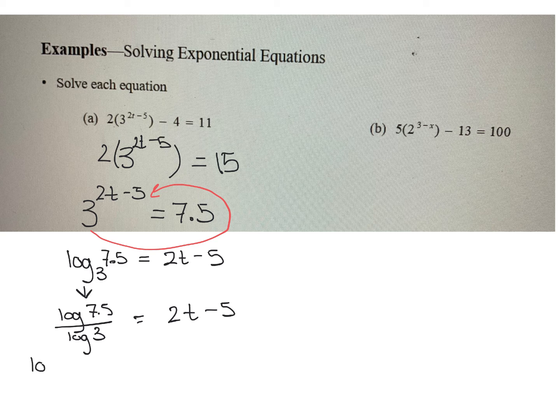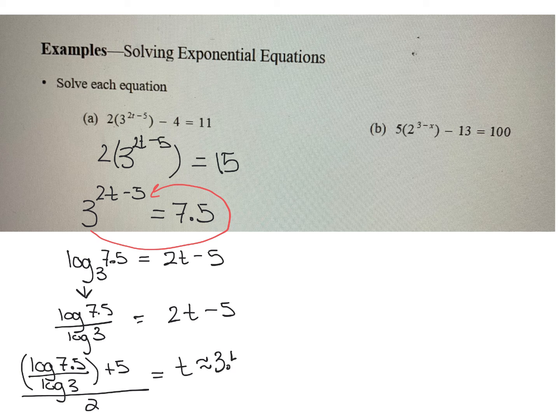So it's log of 7.5 over log of 3. Again, you could use ln. Plus 5. And then take this whole quantity and divide by 2. This should equal t, which is going to be about 3.417. So go ahead and try the next one, pause the video, and then make sure you get the same answer.